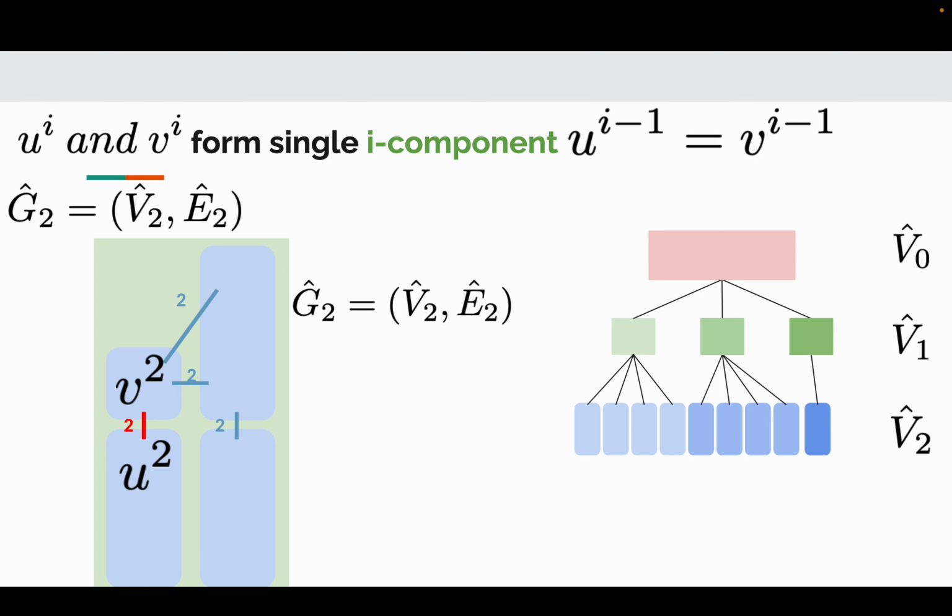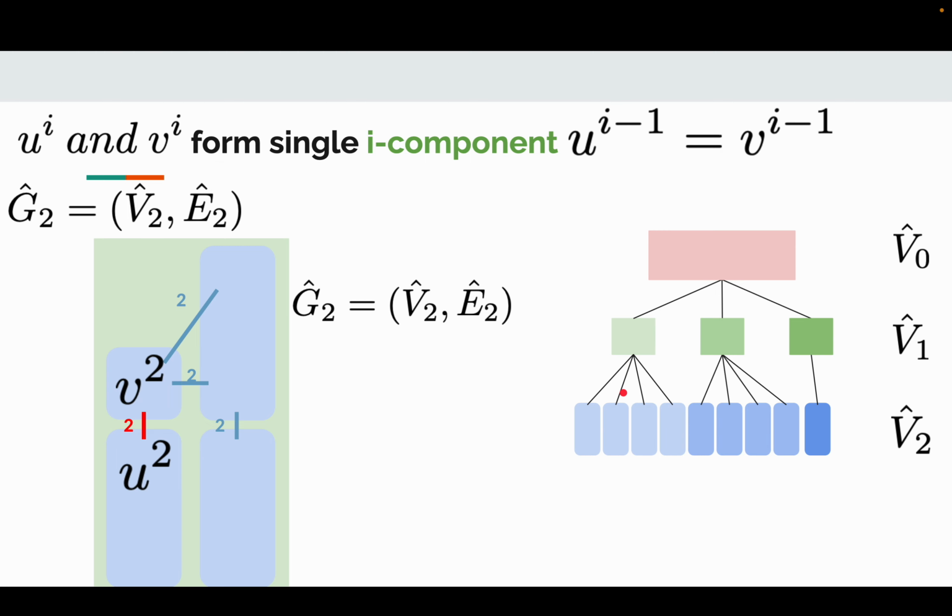We noticed that these two connected components in V2 hat, along with other connected components, form a larger single i component. This basically means the tree relationship. These two, along with others, form a single i component here, which is u(i-1), and also v(i-1).